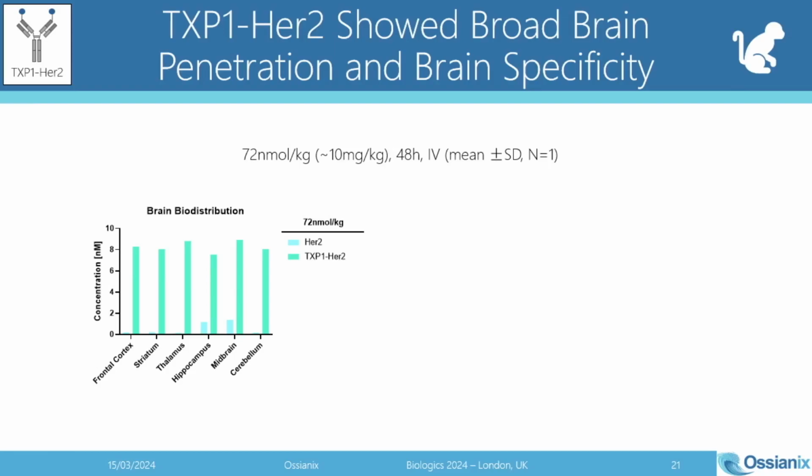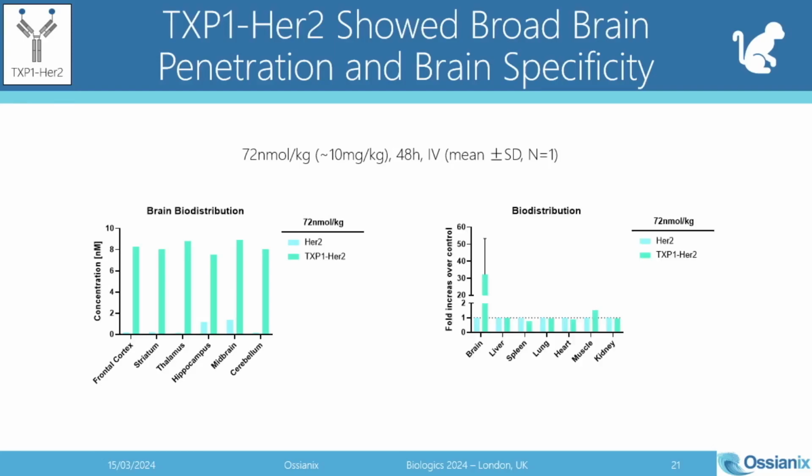So when we inject that molecule to monkeys at the same nanomolar dose as before, 72 nanomolar per kg, in this case it's approximately 10 mg per kg because of the molecular weight, and we look at the biodistribution in the brain, we're reaching pretty much the same concentration in the brain as we had before with TXP1 fused just to the Fc domain. As you can see, we have 8 nanomolar concentration in all different regions of the brain, including cortex, striatum, thalamus, hippocampus, midbrain, and cerebellum.